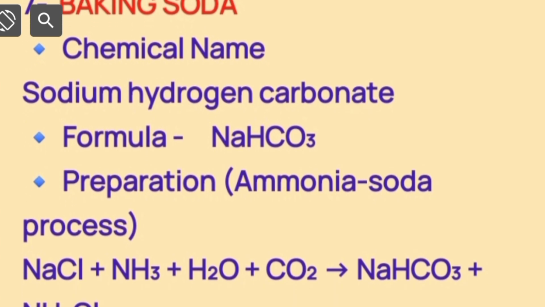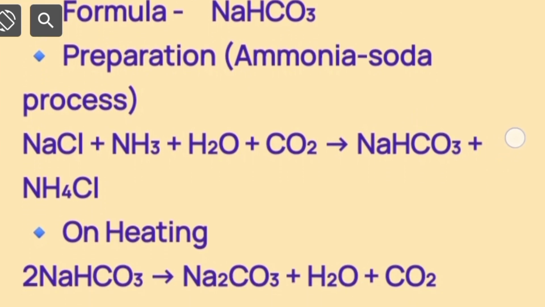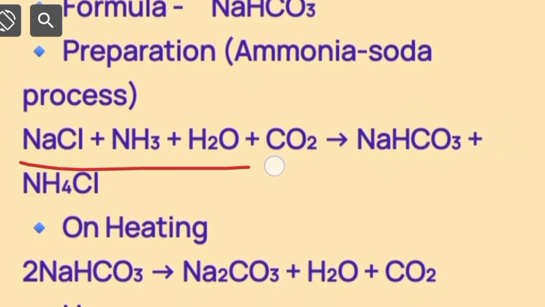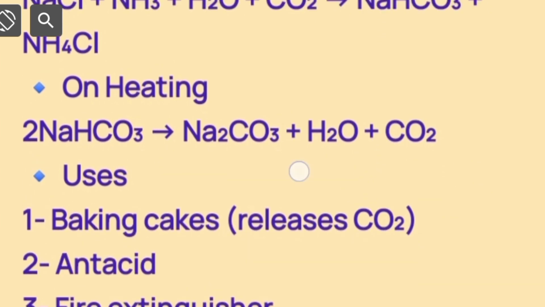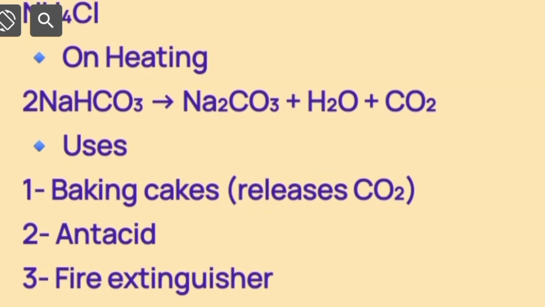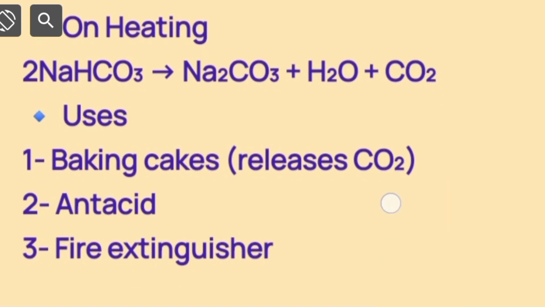Baking soda. Chemical name of baking soda is sodium hydrogen carbonate, NaHCO3. How do we prepare baking soda? The ammonia soda process is used here. NaCl plus NH3 plus H2O plus CO2 forms NaHCO3 plus NH4Cl. On heating NaHCO3, it forms Na2CO3 plus H2O plus CO2. What are the uses of baking soda? Baking cakes because it releases CO2. It acts as an antacid and baking soda acts as a fire extinguisher.